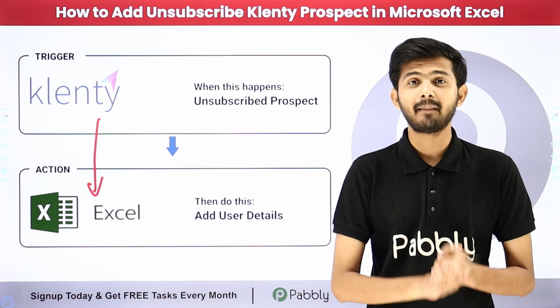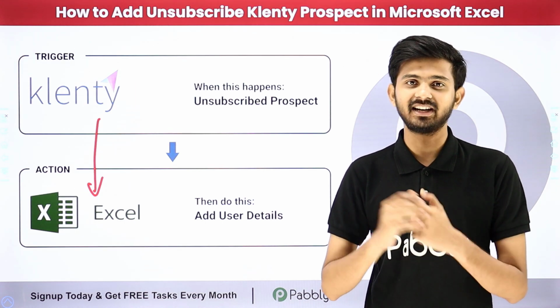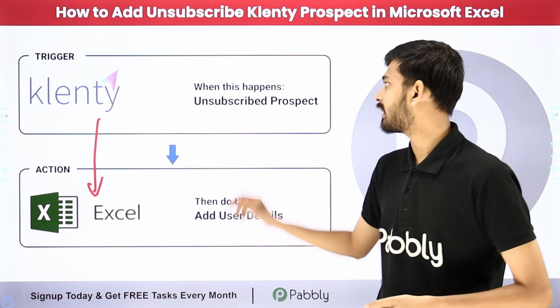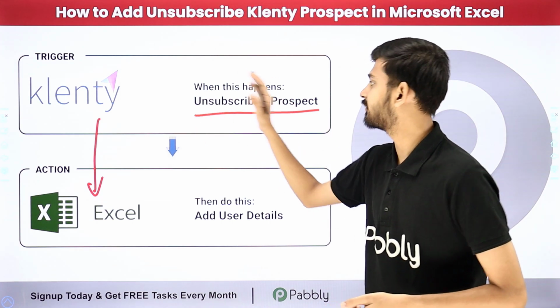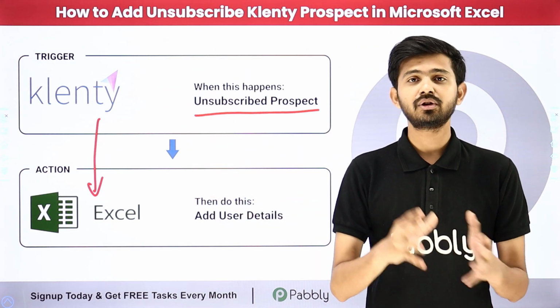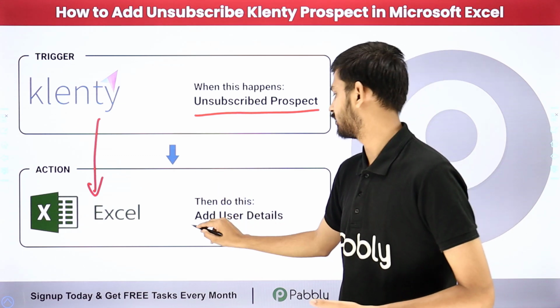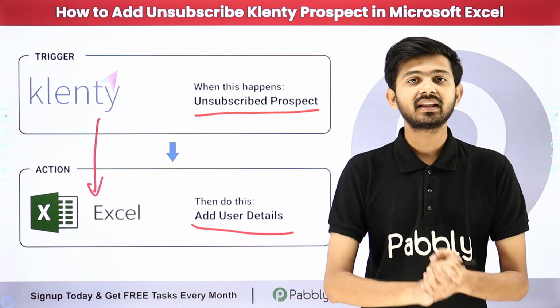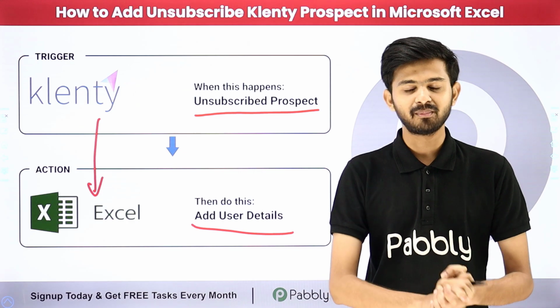So Pabbly Connect is an amazing software for automation and integration. Now with Pabbly Connect, as I receive a new unsubscribed prospect from Klenty, I'm going to automatically add those details in Microsoft Excel. So how am I going to build this connection? For that, let me take you to my computer screen.